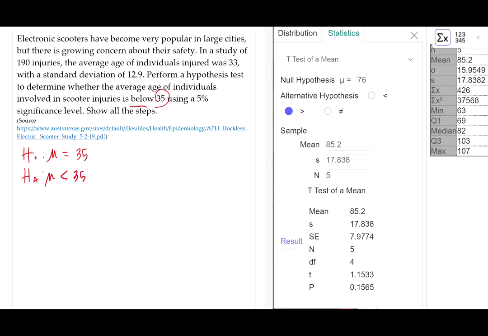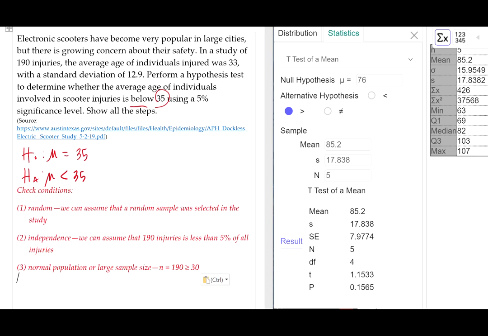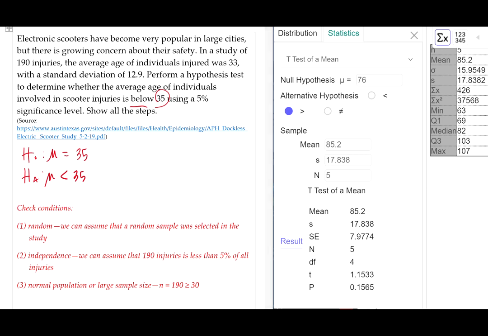Now, to be complete, we should check the conditions. There are 3 conditions that we need to check in order to determine that it is appropriate to do this test on the mean. So let me enter those conditions. The first condition is that we need to have randomness, either a random sample or a randomized experiment. This is a random sample, and so therefore we've met the random condition.